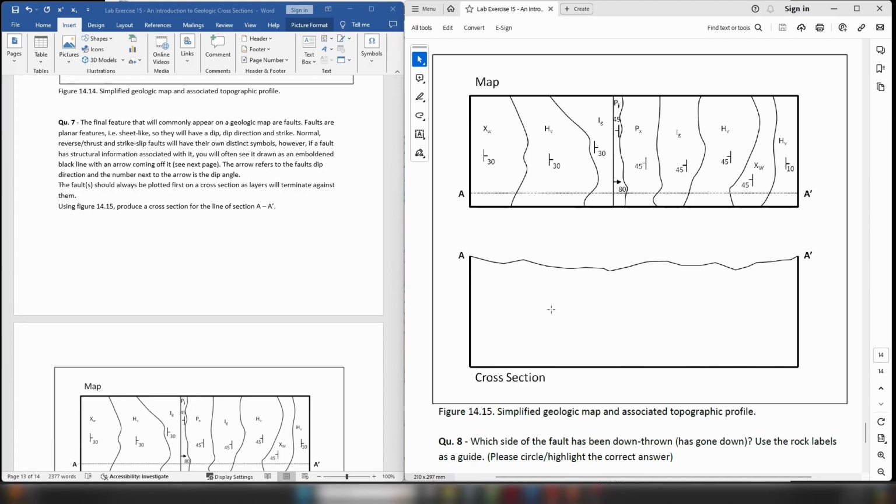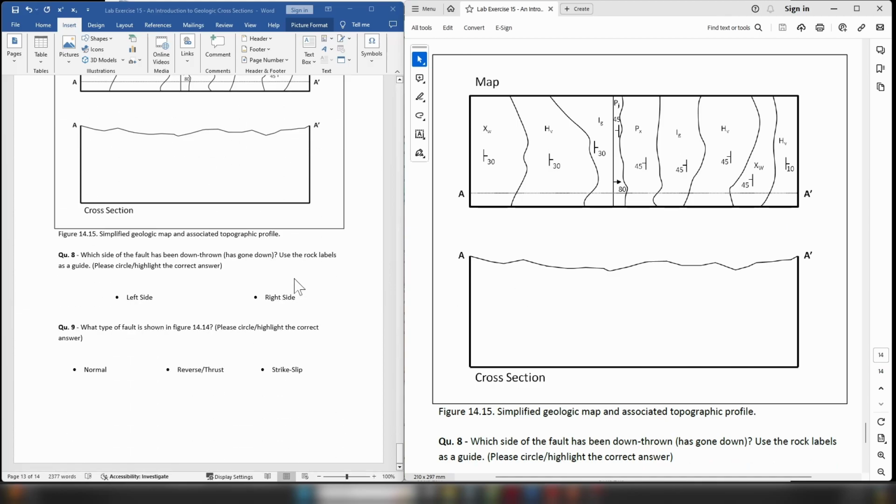So once you've completed your cross section, there's a couple of additional questions that you'll need to answer. So for question 8, it asks you which side of the fault has been down thrown. So which side has gone down relative to the other side. Now, if you've drawn your cross section correctly, it should be quite straightforward to pick out which side has dropped down relative to the other side.